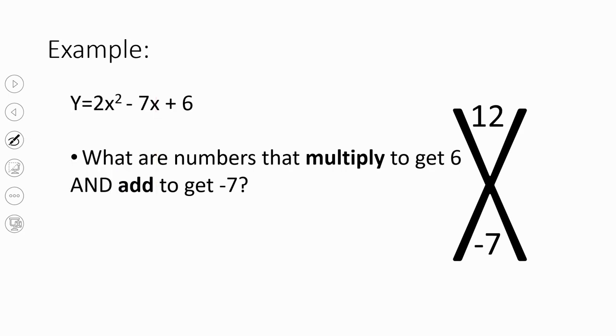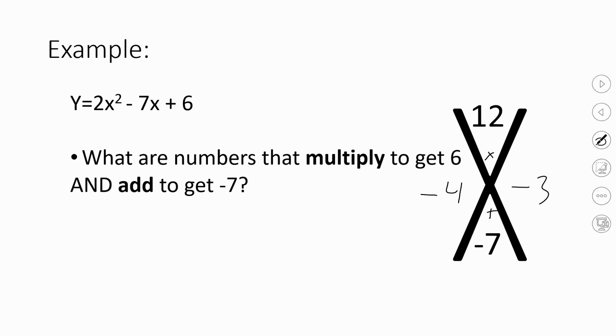So we have this trinomial, 2x squared minus 7x plus 6. So the number that goes up here is 2 times 6. So I just wrote 12 because I know 2 times 6 is 12. And then negative 7 goes down here. So I need to think of numbers that multiply to get 12 and add up to get negative 7. Okay, so negative 4 and negative 3. Good. So negative 4 times negative 3 gives us positive 12, and negative 4 plus negative 3 gives us negative 7.